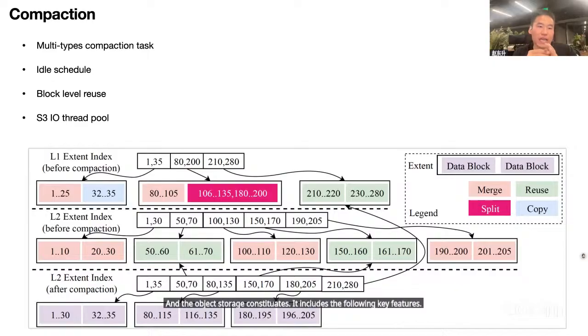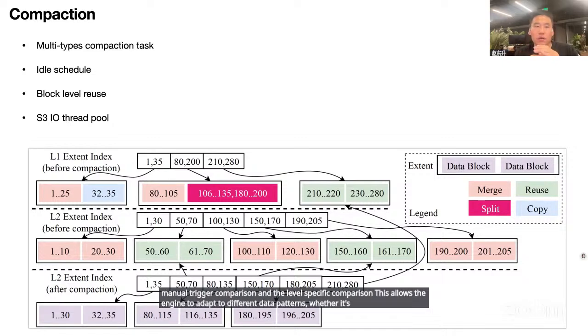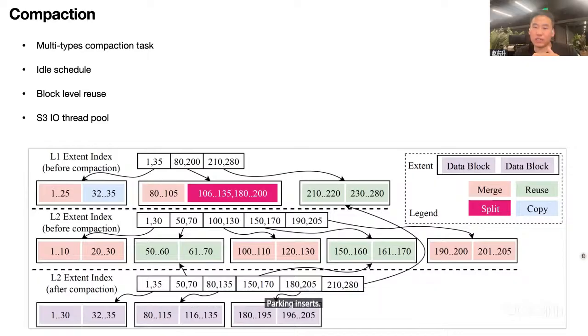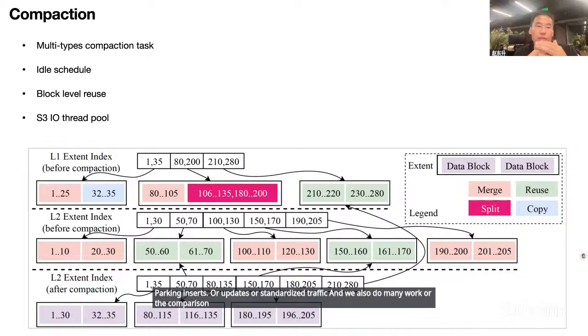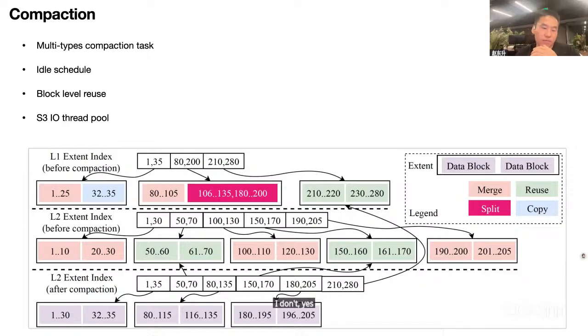First, multiple types of compaction task. We support background compaction, manual trigger compaction, and level-specific compaction. This allows the engine to adapt to different data patterns, whether it's bulk inserts or updates or steady write traffic. Second, we also do many work on the compaction scheduler, like the idle scheduling, to reduce interference with foreground read and write workloads.